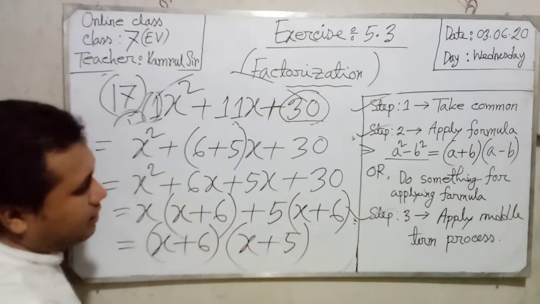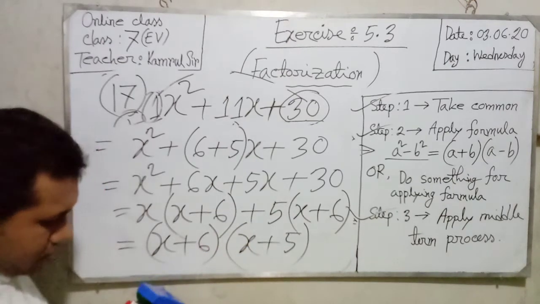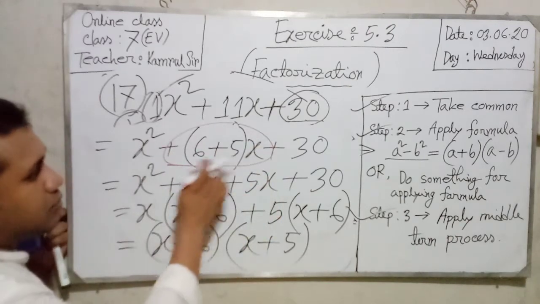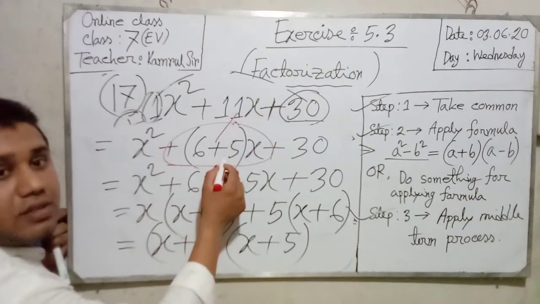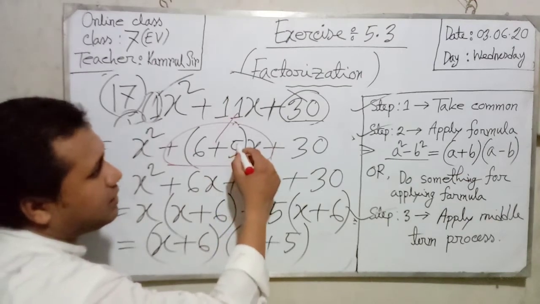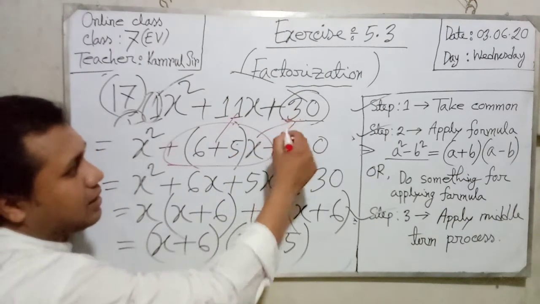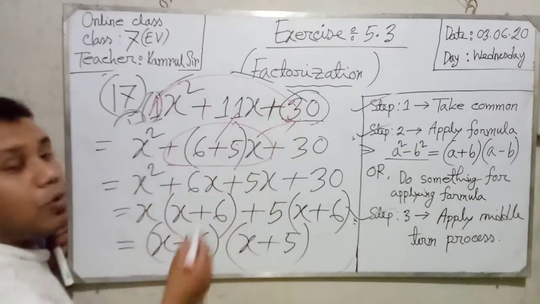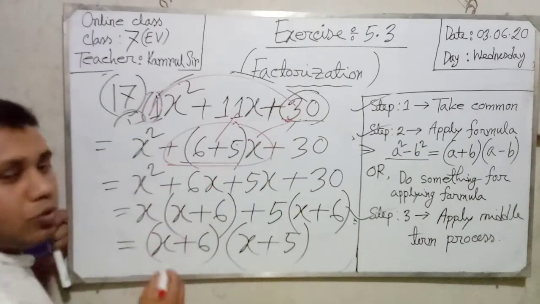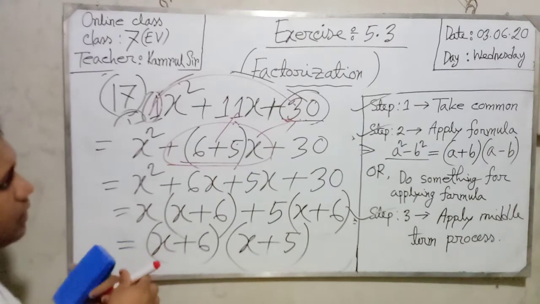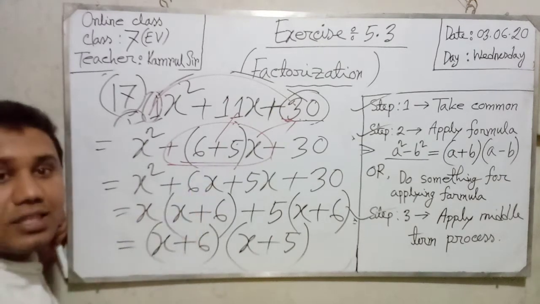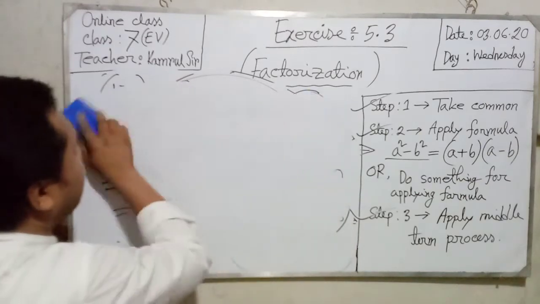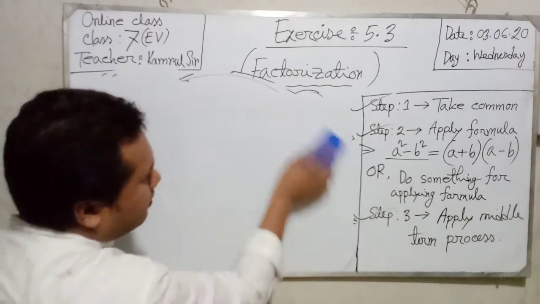So now look, this is a product, a multiplication symbol, one term. So we can say this is our factorization. Look, this is the main important thing: 6 plus 5 is 11, and 6 into 5 is 30. Why 30? Because the last term is 30? No, because 30 and 1, their product is 30. So we have to write 6 plus 5. Clear? Okay.